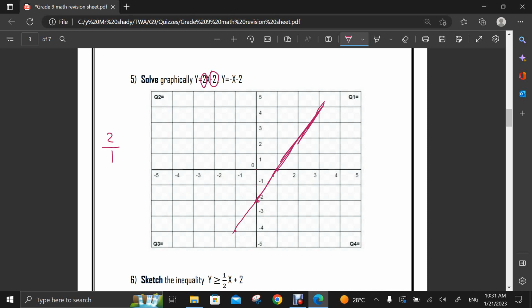Okay, let's do it again. From negative 2, you move 2 steps up and 1 step right here. And then you are going to join them using a ruler, not your hand only.